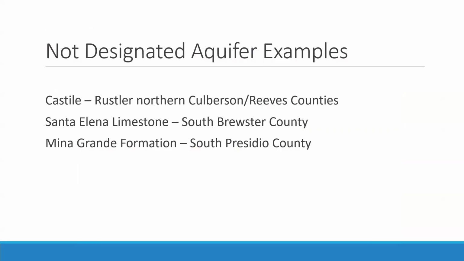Okay, so I call this not designated aquifer examples. Some of this is stuff I've worked on more recently. And so we'll do the Castile Rustler, Northern Culberson, Santa Elena limestone, and Southern Brewster County, and the Mina Grande Formation, which is at Shafter in South Presidio County.